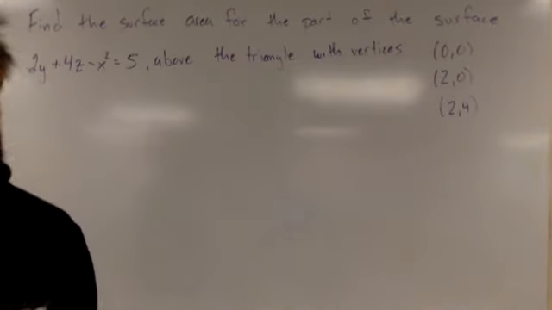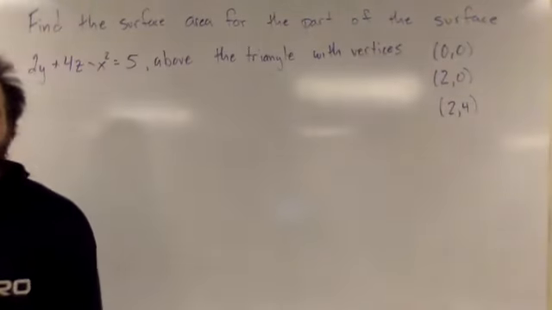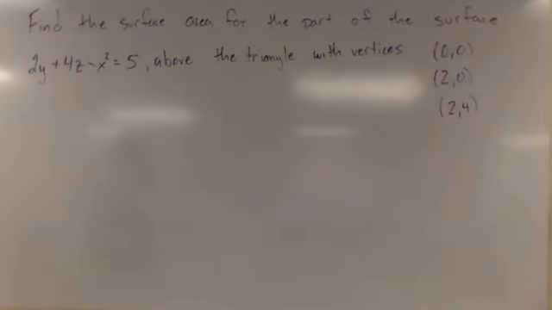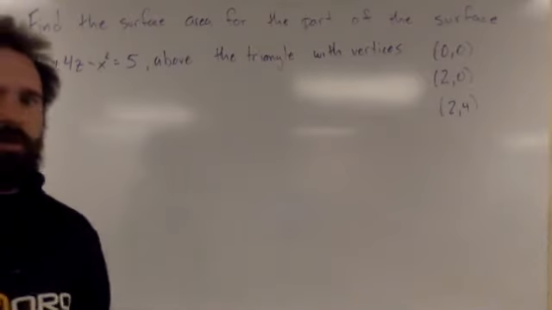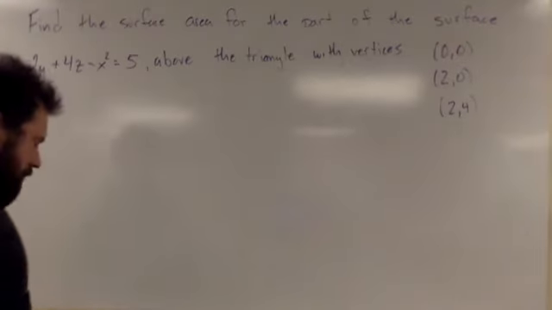This is problem number 4, I believe, out of the homework assignments or homework exercises. Find the surface area for the part of the surface given by 2y plus 4z minus x squared equals 5 above the triangle with the following vertices: (0, 0), (2, 0), (2, 4).